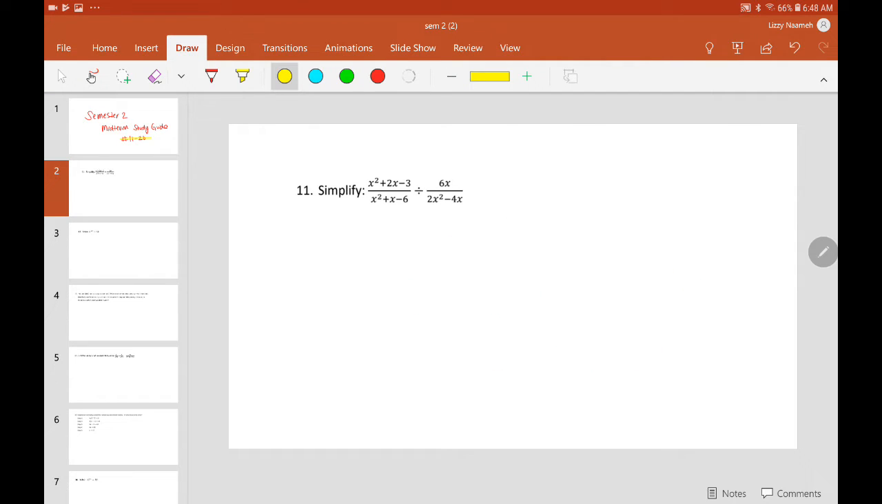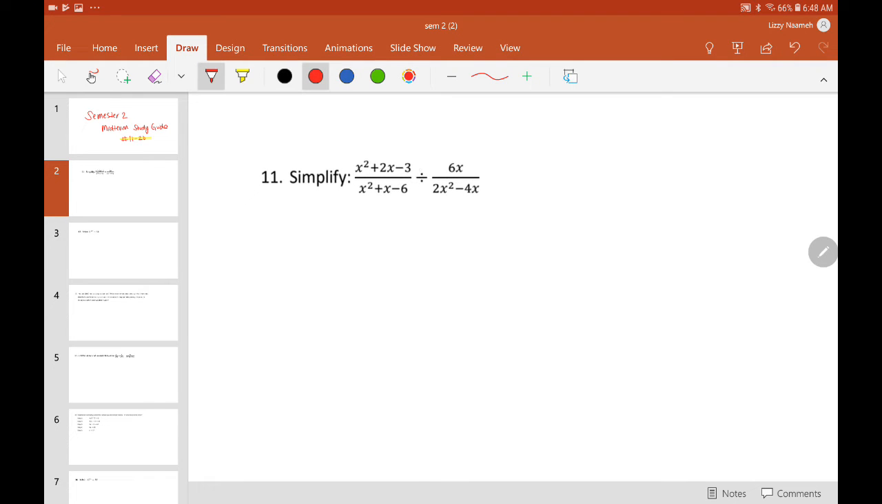Let's jump right in. For number 11, it asks us to simplify. Notice that the operation here is division. When you're dividing two fractions, remember to change it to multiplication and multiply by the reciprocal, or drop, switch, flip, which may be the way that you've heard about this.